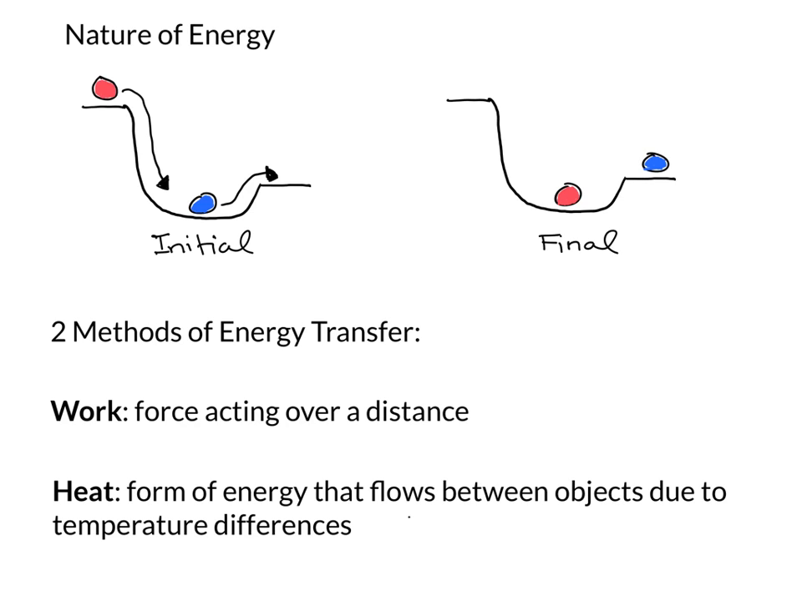So the potential energy that this ball originally possessed is going to be lost both in the form of work and in heat transfer onto the surface of the hill.